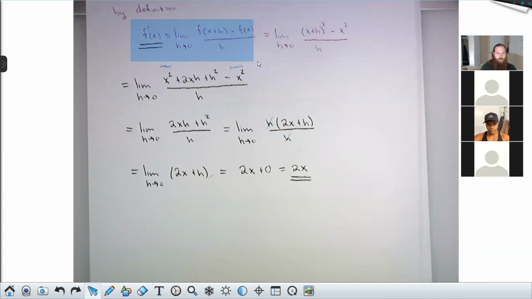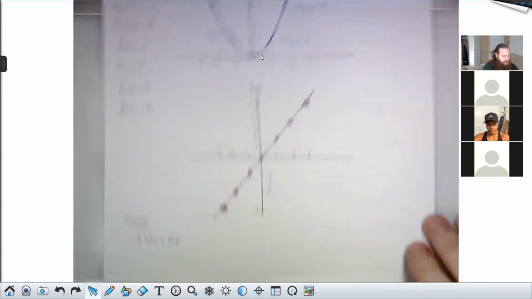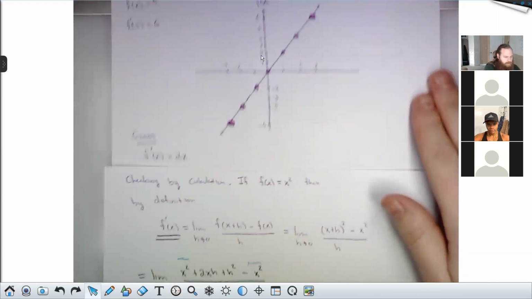Remember, this is called the derivative. Undoing this is called the antiderivative. And we're going to talk a lot about that at the end of the semester. That's one of the main focuses in Calc 2. But we're not there yet. So what we've just shown by calculation using the definition is that our guess was correct. We have verified this guess.